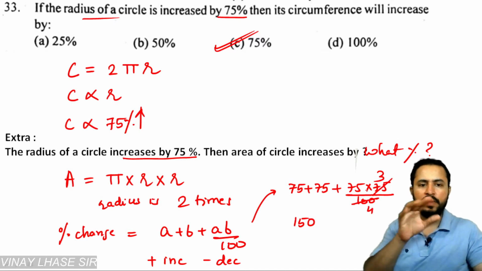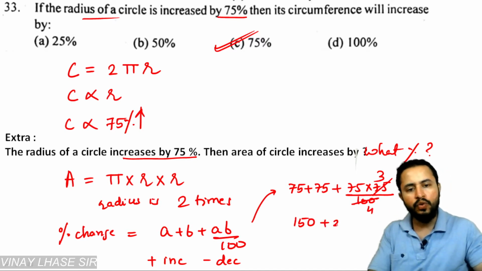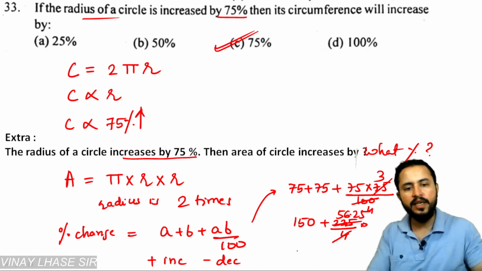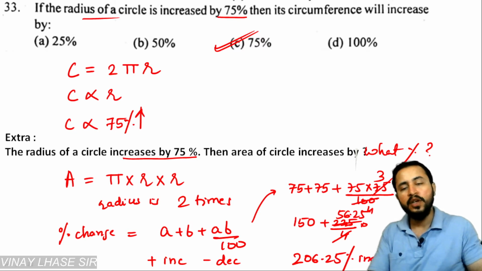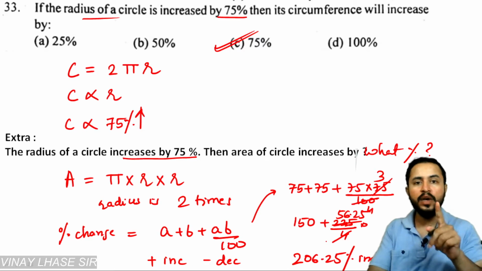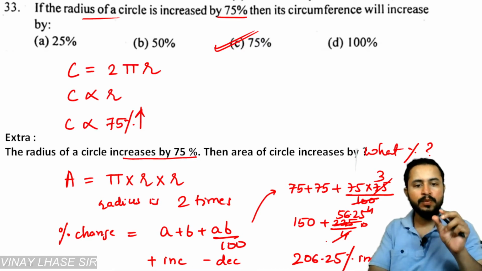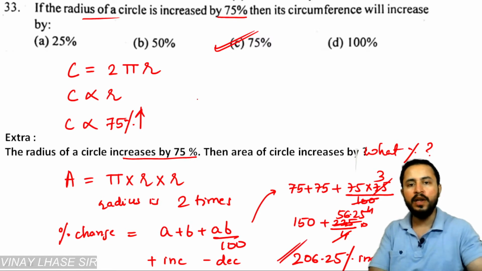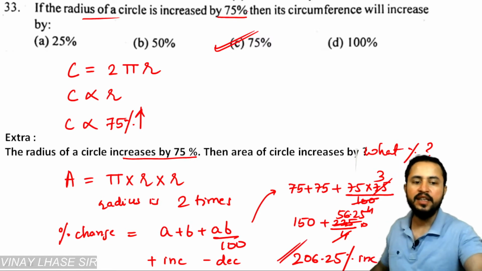So 75 into 3 will be how much? 225. And 225 divided by 4 will be how much? 4 ones are 4, 5s are 20, 4 6s are 24, 1 bachega 0, 4 5 2s are 8, 4 5s are 20, 56.25. 150 plus 56.25 together is nothing but 206.25% ka increase hua. So when the radius is increasing by 75%, the area will increase by 206.25%. That will be the answer in case of this extra question. While for this, option number C, previous question ke liye 75%.